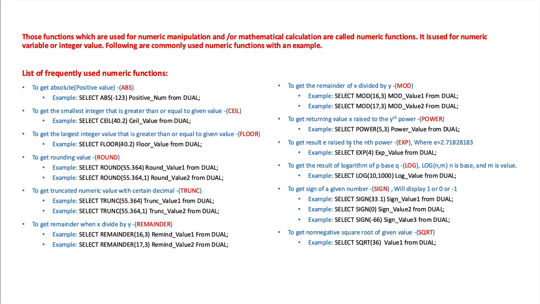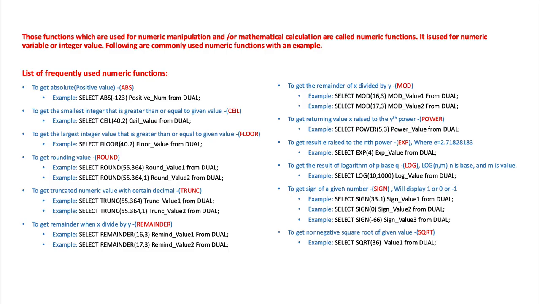The next function is exponential. To get the result of e raised to the nth power, we use the exponential function, where the value of e is 2.71828183. We have an example, exponential of 4. That means e to the power 4 gives a certain value. The next function is the log function. To get the result of the logarithm of p base q, we use the log function. We have an example, select log 10,1000, where 10 is the base and 1000 is the value. When we run this code, we will get the value 3.